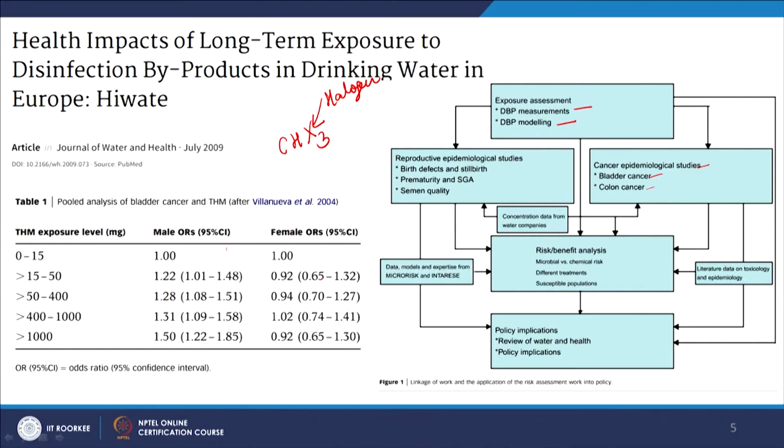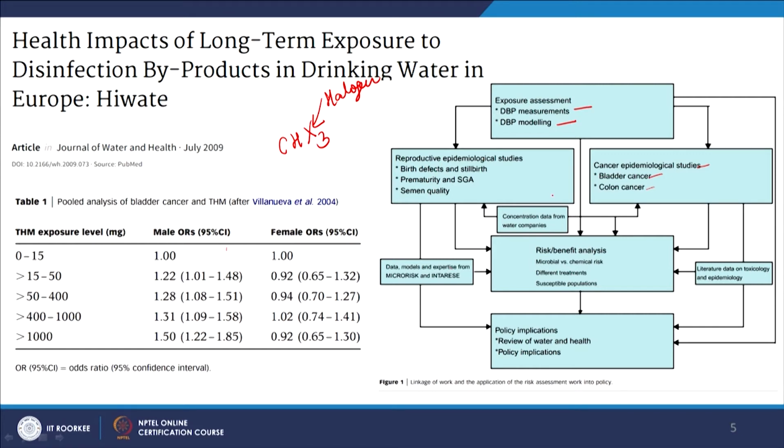Now, the exposure assessment assesses how much DBP people are being exposed to. Modeling that exposure lets us link it with the cancer studies, and we can also link it with the reproductive epidemiological studies, because we also know that DBPs affect semen quality, prematurity, birth defects, stillbirth and other problems.